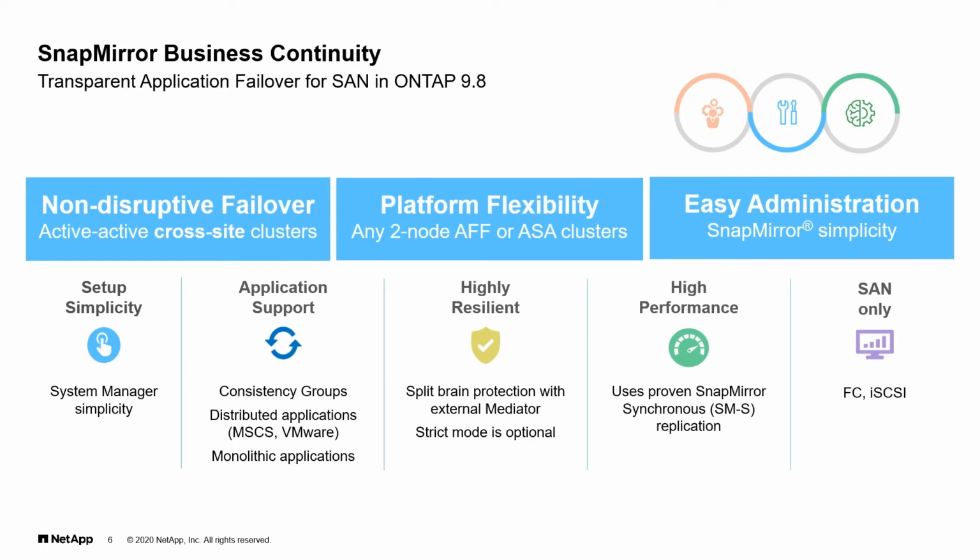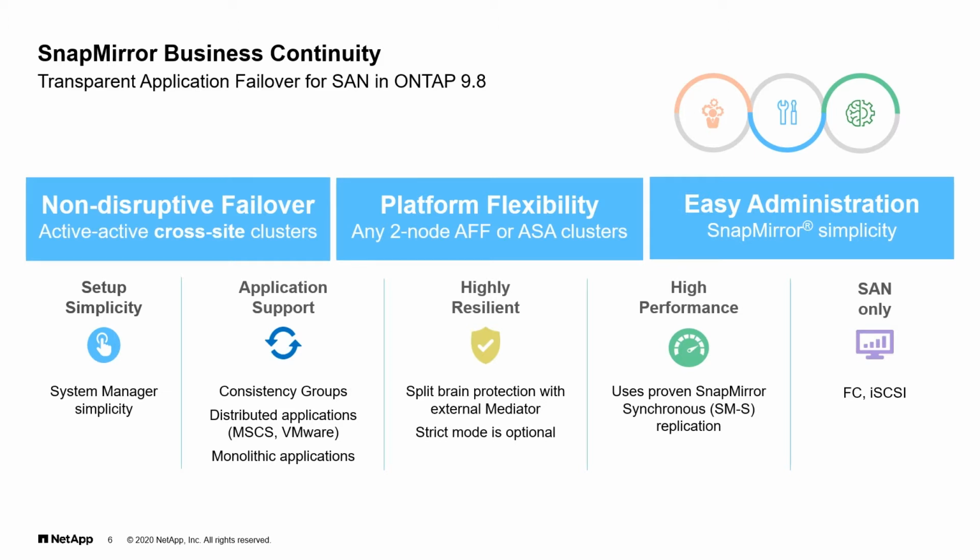Now, with the updates in 9.8, SnapMirror is being extended into the business continuity use case. It has fast, easy, automated failover of synchronous SnapMirror relationships for application-level, granular data protection. Failovers using SnapMirror Business Continuity will be non-disruptive and will leverage the standard 2-node all-flash FAS or all-flash FAS all-SAN array clusters. SnapMirror's simple setup and replication makes administration easy by offering System Manager and multiple application support.